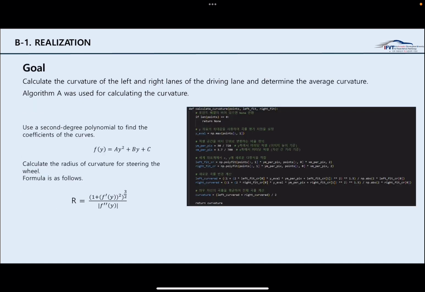Now, let's look at calculating lane curvature using YOLOPv2. Accurate curvature calculation is essential for correct steering angles. We calculate curvature for the left and right lanes and average these values for overall lane curvature. This ensures accurate calculations, critical for vehicle stability on curves.